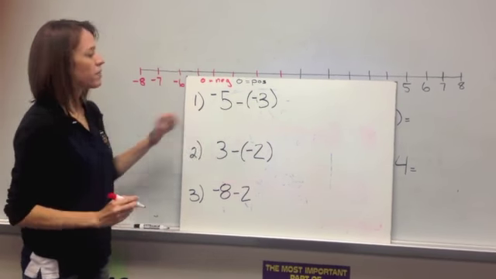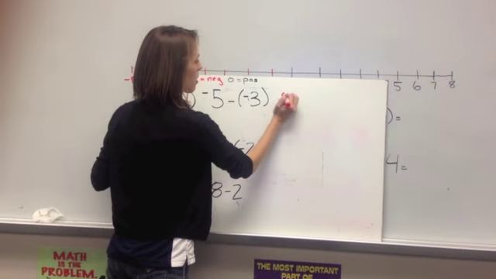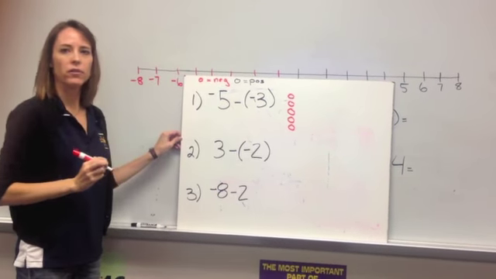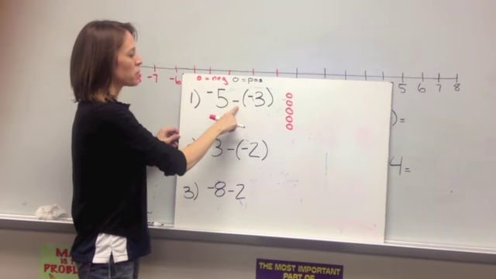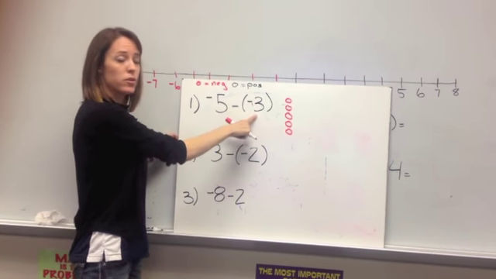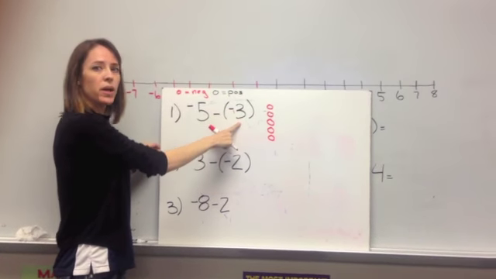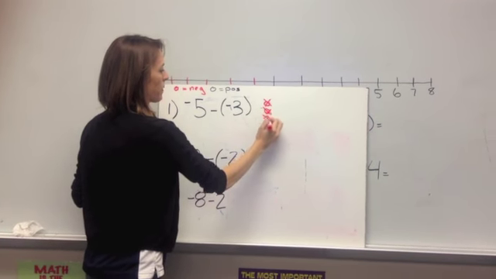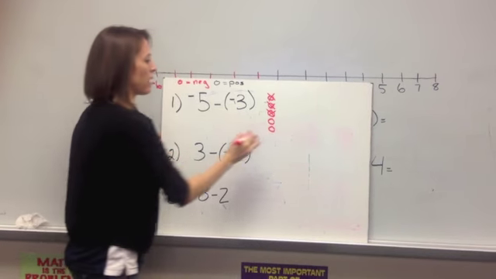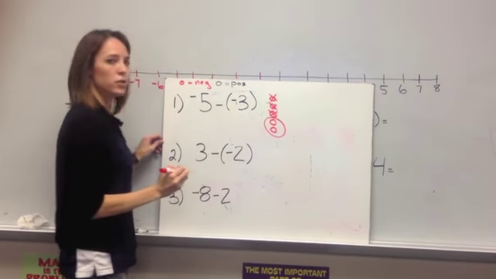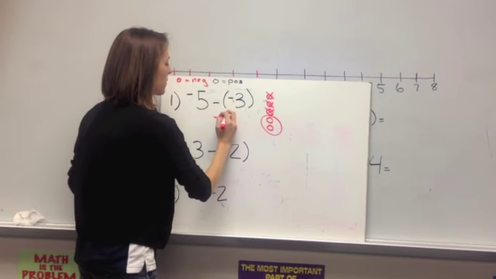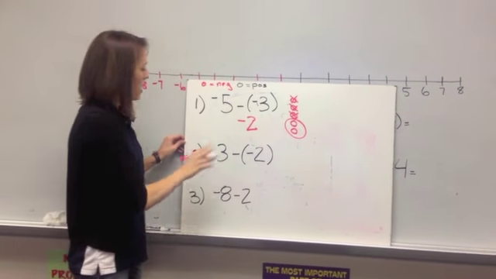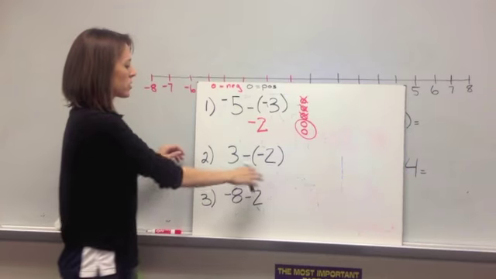We've got negative 5, so the first thing I want to do is draw 5 negative counters, okay? And then it's telling me to subtract negative 3. So that means I'm going to take away 3 negatives. So if I take away 3 negatives, what am I left with? I'm left with 2 negatives. So my answer is negative 2, okay?